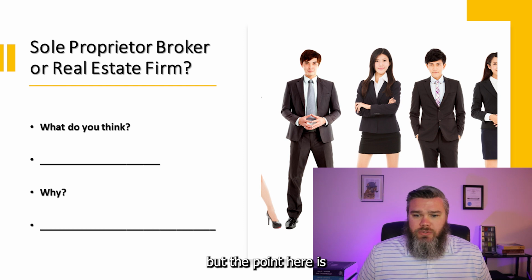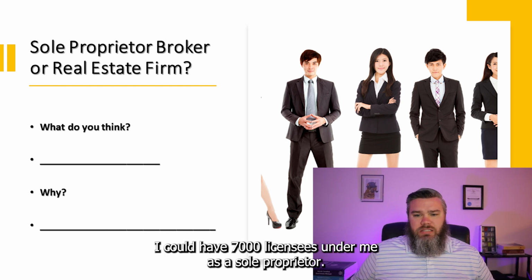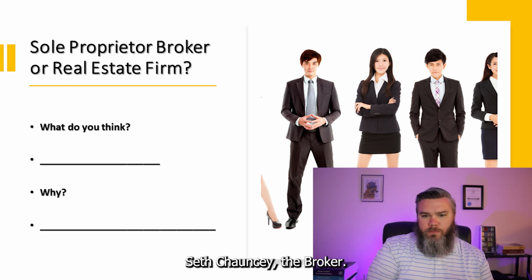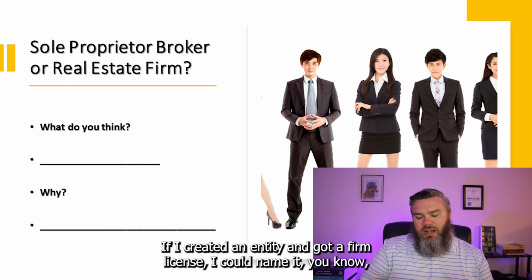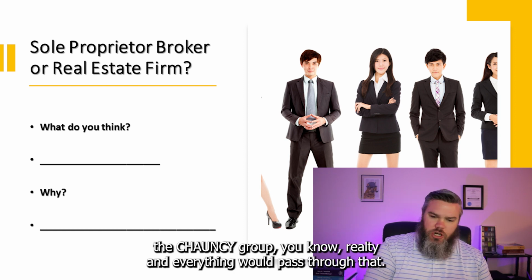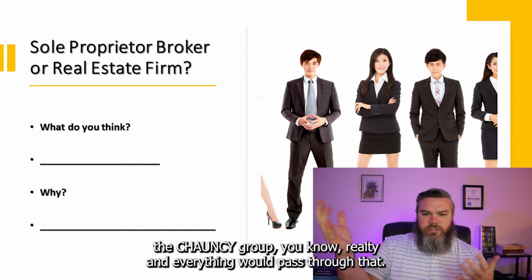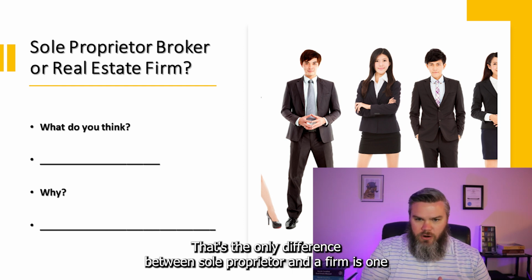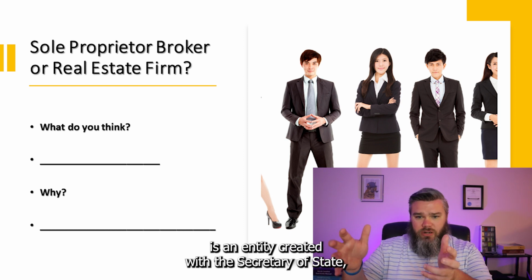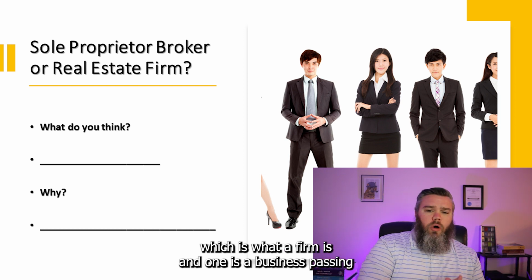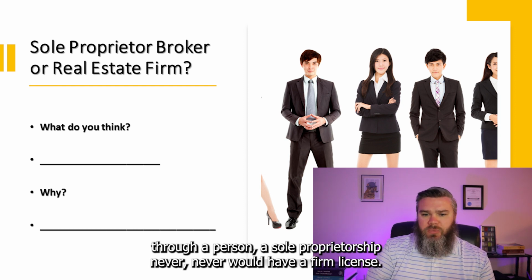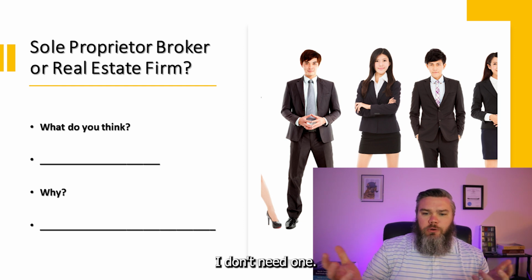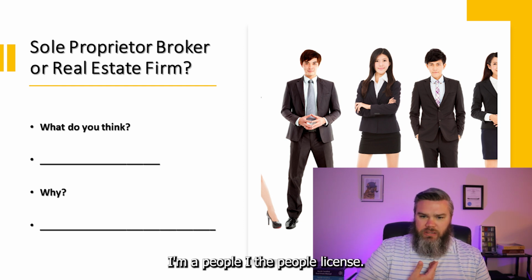But the point here is, I could have 7,000 licensees under me as a sole proprietor. It's just that everything passes through me, Seth Chauncey, the broker. If I created an entity and got a firm license, I could name it the Chauncey Group Realty, and everything would pass through that. That's the only difference between a sole proprietor and a firm: one is an entity created with the Secretary of State, which is what a firm is, and one is a business passing through a person. A sole proprietorship never would have a firm license. I don't need one. I have a people license. Does that make sense?